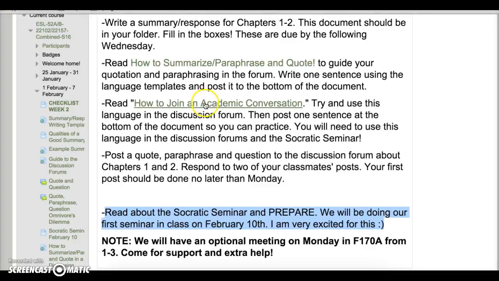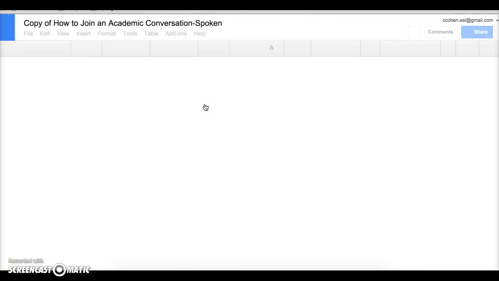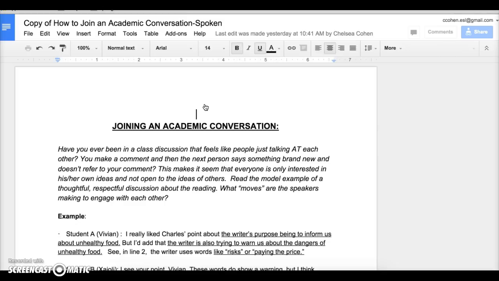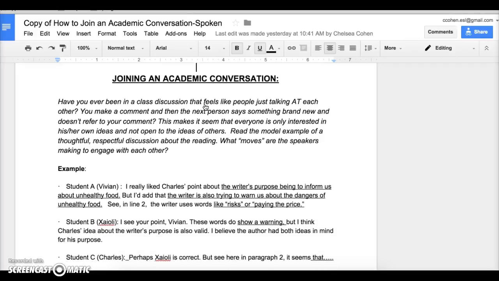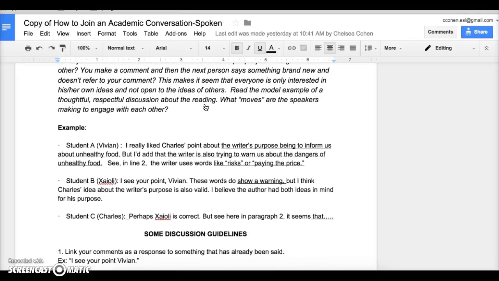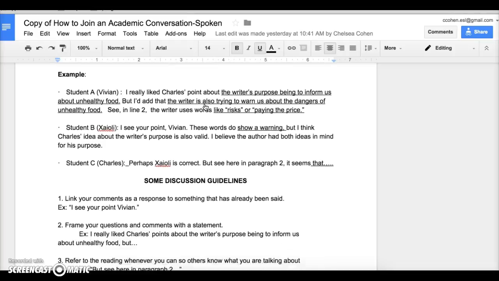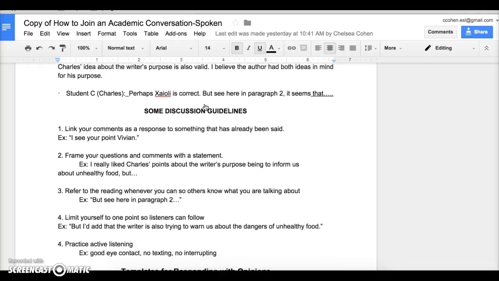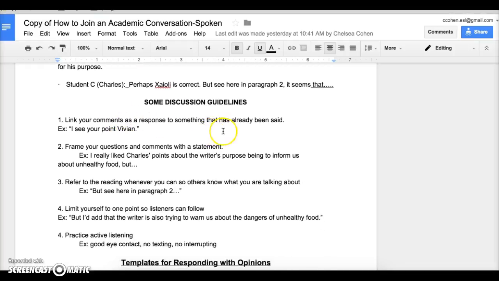Also, you can read this, How to Join an Academic Conversation. We talked about this a little bit in class today, but this just gives you some guidelines on how to discuss. We mentioned these things, right? You link your comments to something that's already been said, limit yourself to one point, practice active listening, refer to the reading using paragraph numbers or page numbers, and frame your questions and comments with a statement.